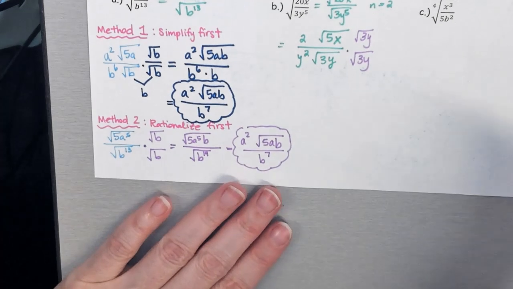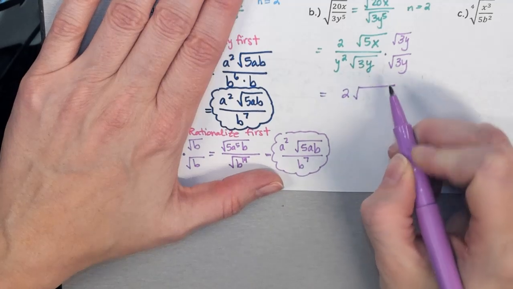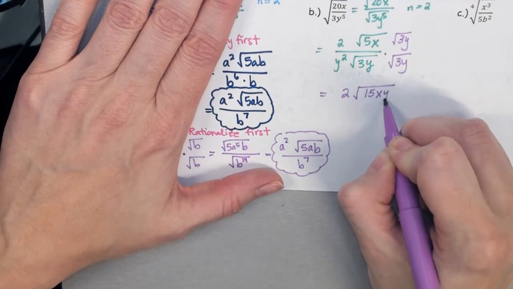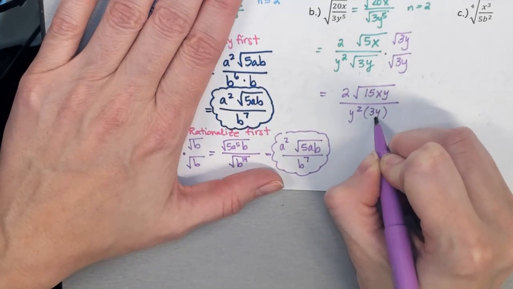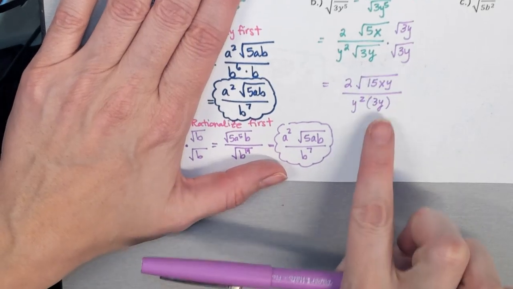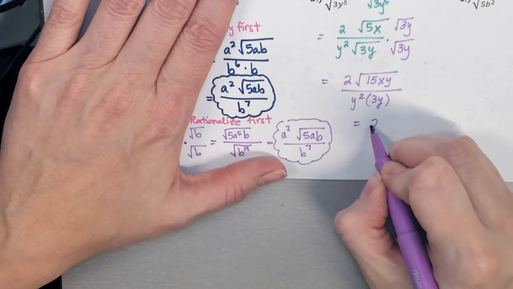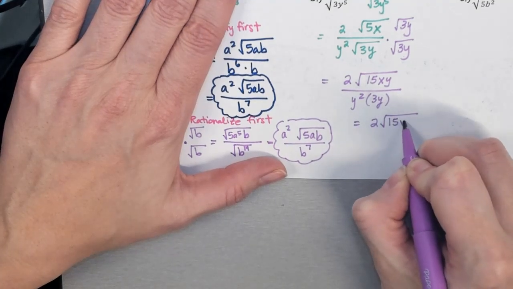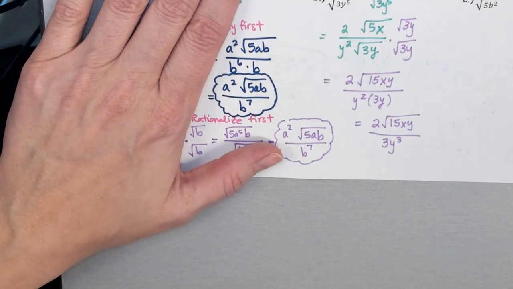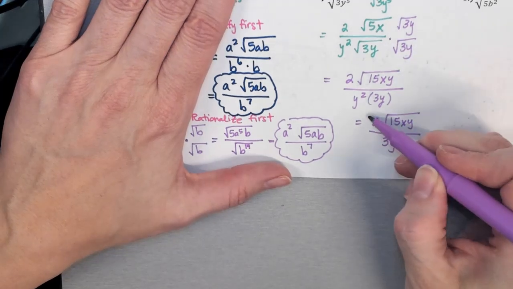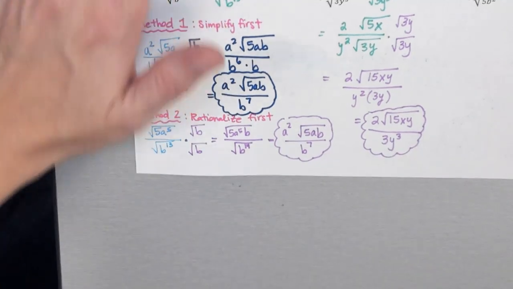Okay? So when you do that, in the numerator, you get 2 times the square root of 15xy. In the denominator, you have y squared times 3y. Multiplying something by itself is going to give you that radicand. And so your final answer is 2 square root of 15xy divided by 3y cubed. Okay, and again, nothing else to simplify. You can only simplify what's outside with what's outside there.